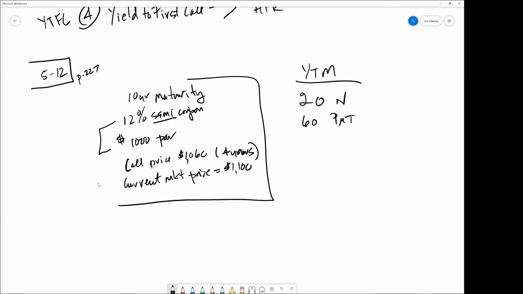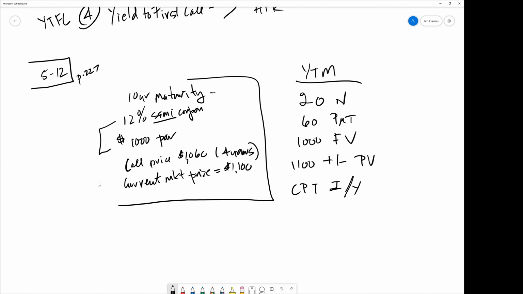The yield to maturity is assuming that you're going to be able to keep the bond outstanding for the whole time. It's 10 years, so we've got 20 periods, 2 periods a year. $60 is our payment. $1,000, assuming it doesn't get called, is our future value. And the current market price is $1,100. Make that a plus minus, and that's your present value. So you're asking it to compute your I/Y. What are you earning as a rate of return on your investment?